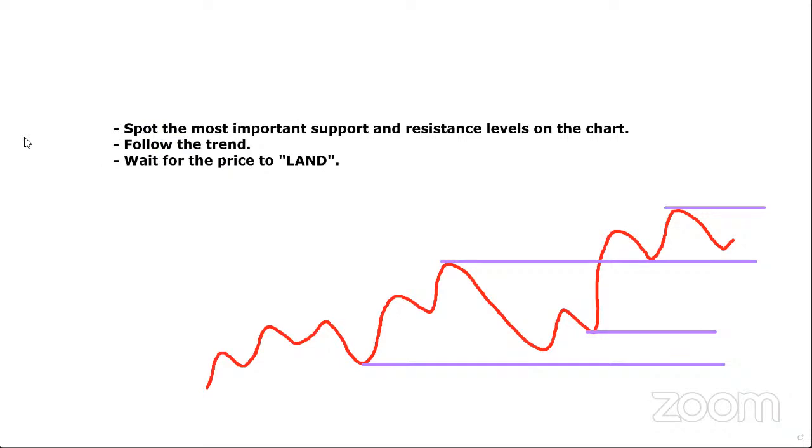We have an uptrend. This could be easily determined or seen on the chart by watching how the price is behaving. If you have higher highs and higher lows, look at this: higher highs, higher lows. So this is simply an uptrend. I'm gonna follow the trend in this case. I'm gonna wait for the price to land.